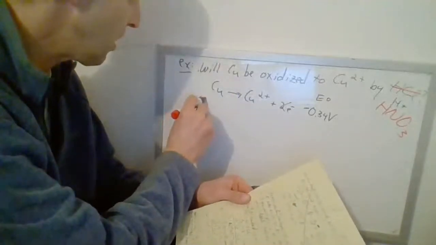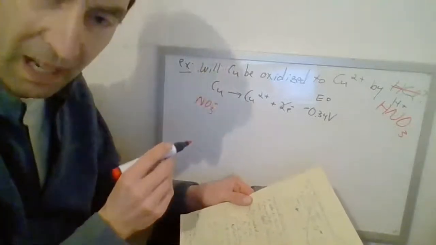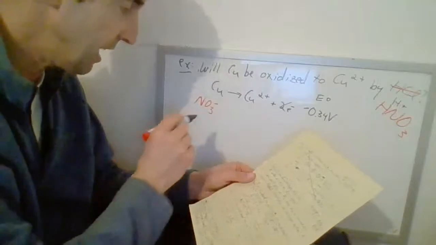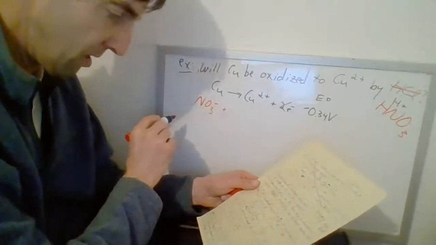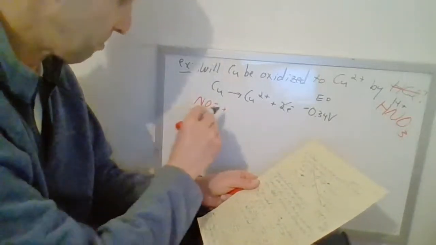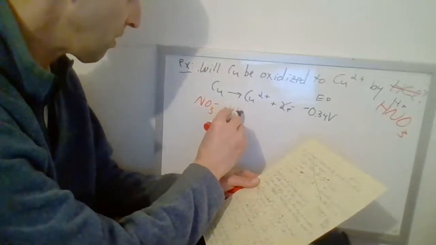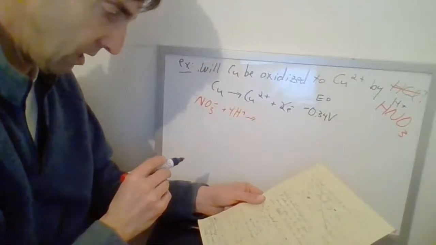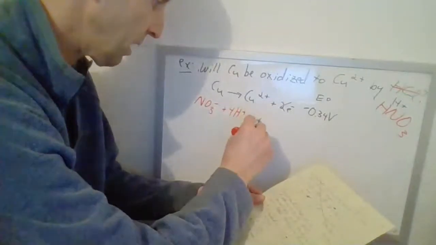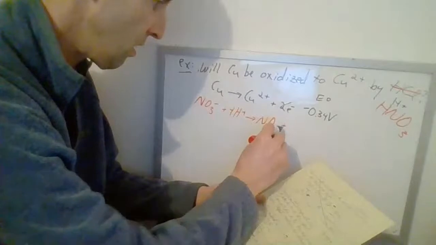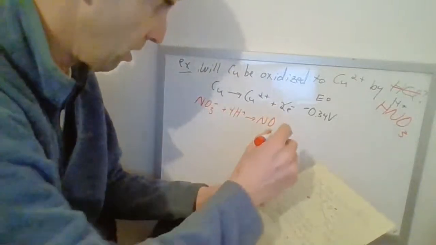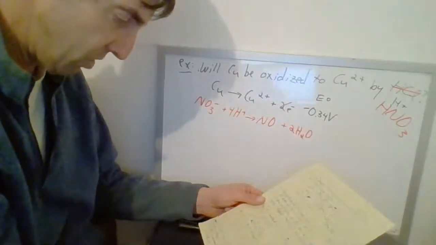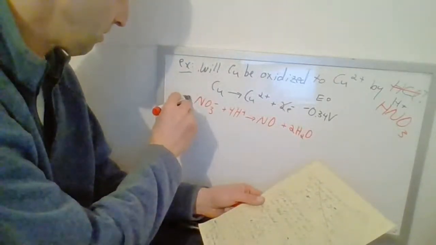We got NO3 minus. I know you always thought it was a spectator. It turns out it does things electrically if you got it with H pluses. Plus 4H plus goes to NO. I hope I got this right. My eyes were better last year. Plus 2 waters. Plus some electrons. Plus 3 electrons.